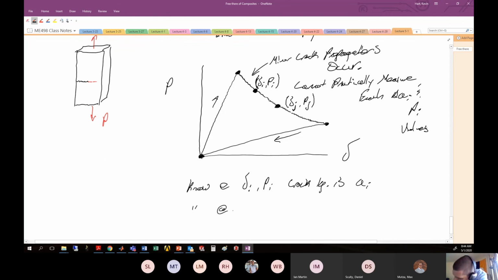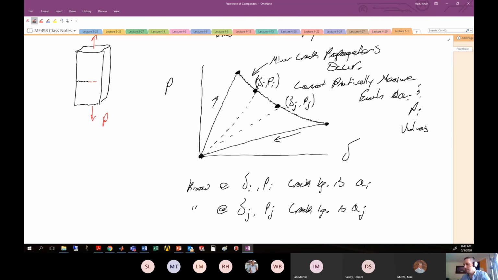I also know at delta J and PJ that the crack length is AJ. Well, with that, I have a change in displacement, a change in load, and a change in my created free surface through delta A. So if I were to unload at any one of these individual points, I would unload back to my home position, right? So I know the elastic energy associated with each one of those individual points.